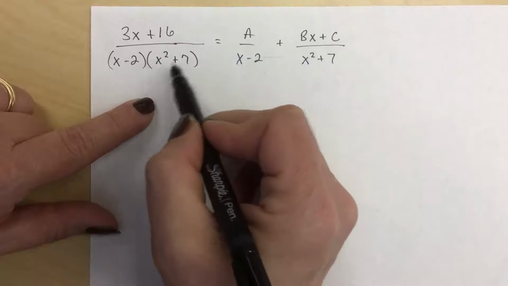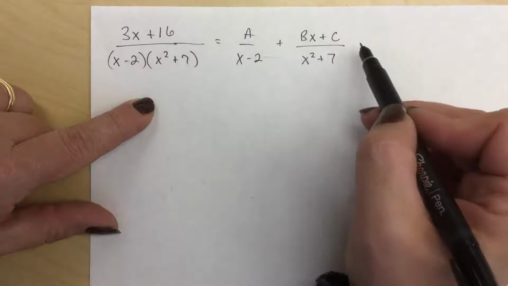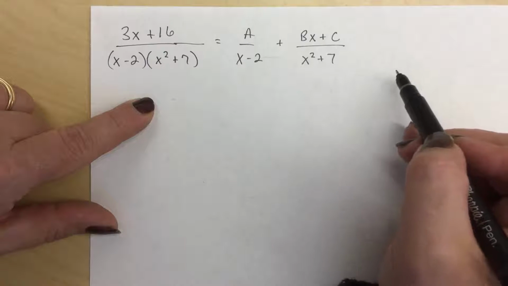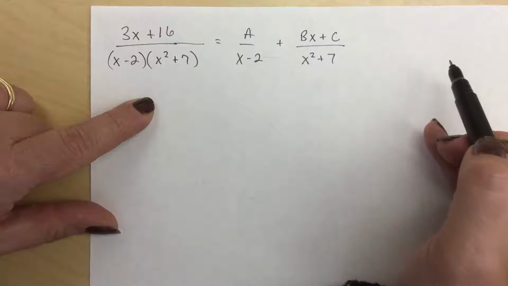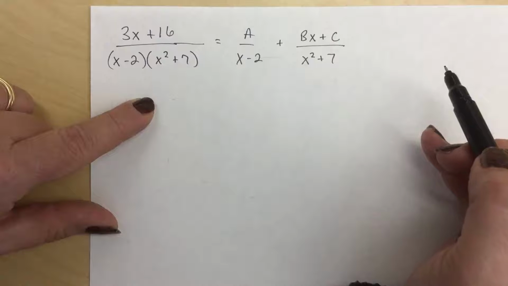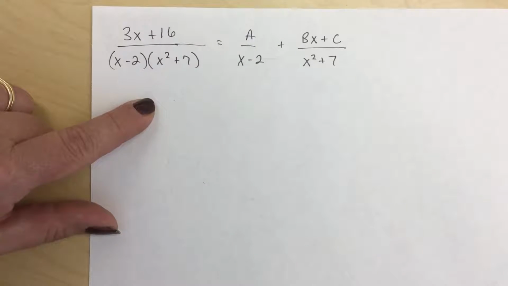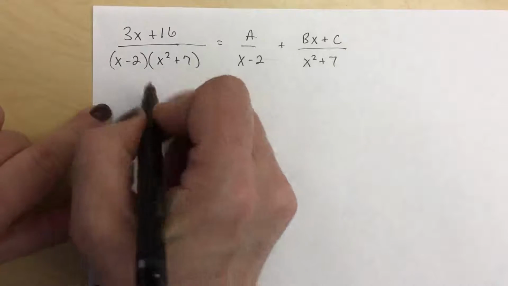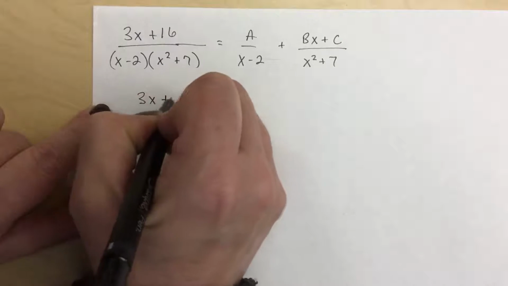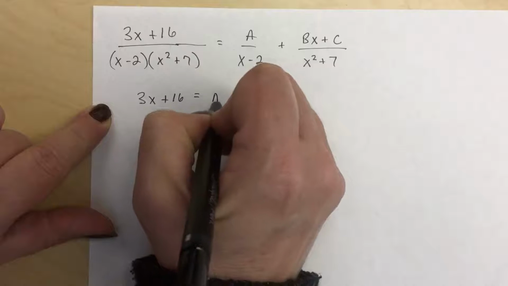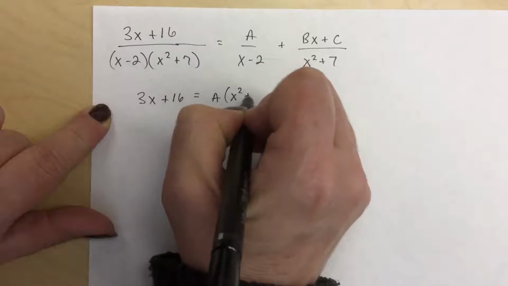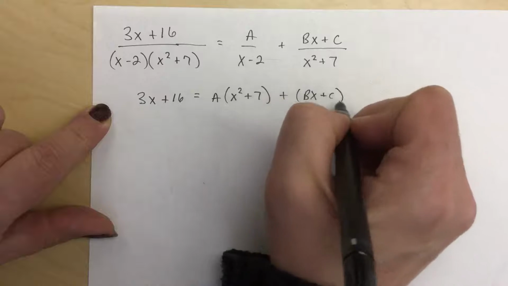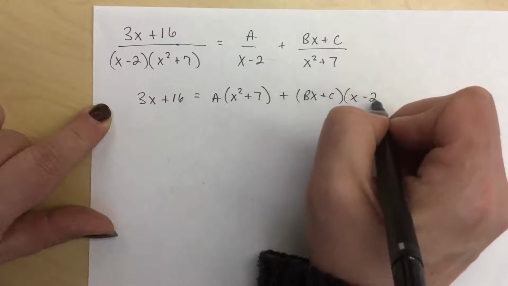And if it was x squared plus 7 squared, I'd have to do plus dx plus e over x squared plus 7 squared. We could do so much algebra if we wanted to. It would be awesome. Okay, so now we're going to multiply everything by this denominator. So that's going to give me 3x plus 16 equals a times x squared plus 7 plus bx plus c times x minus 2.